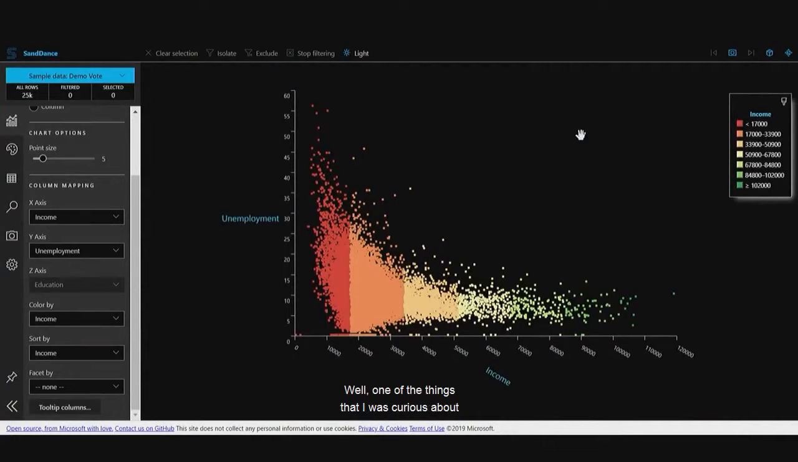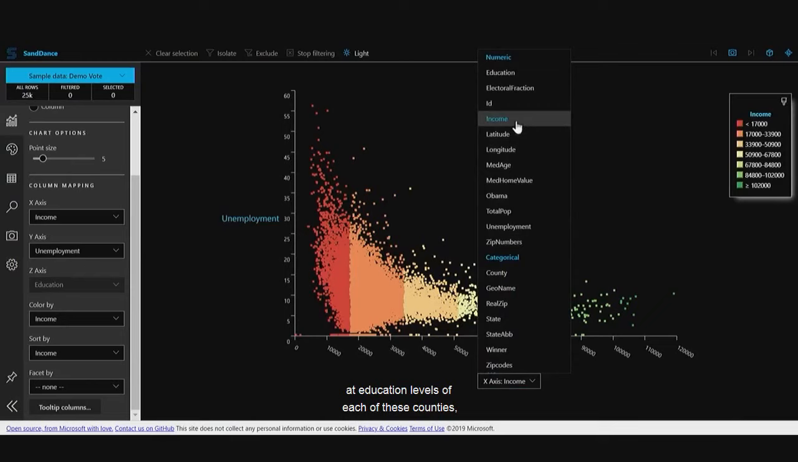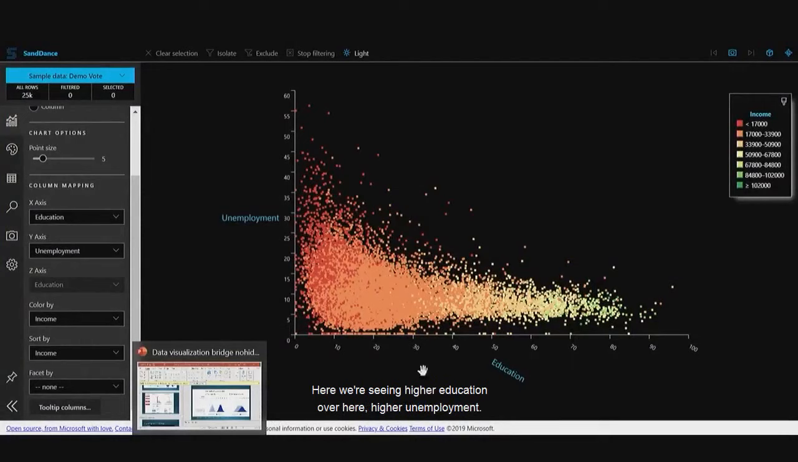Well, one of the things I was curious about was what about education? Does education help deal with unemployment? If we look at education levels of each of these counties, you'll see that the curve looks very similar to income. Here we're seeing higher education over here, higher unemployment, and we're also seeing income.